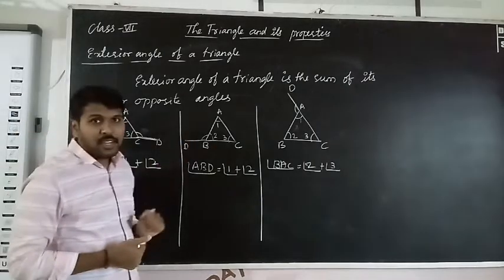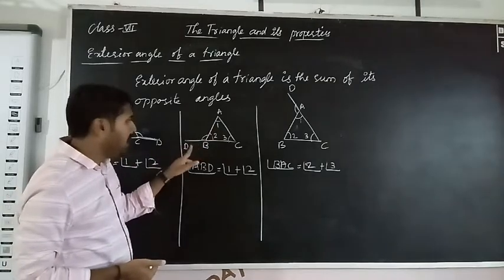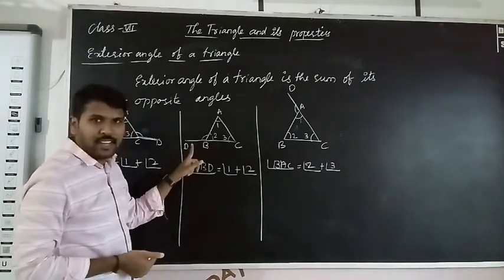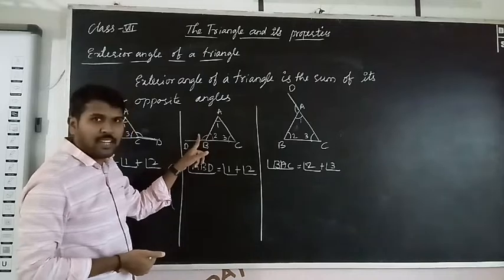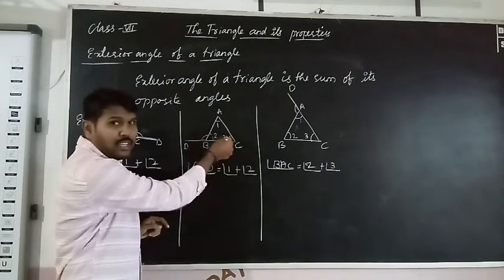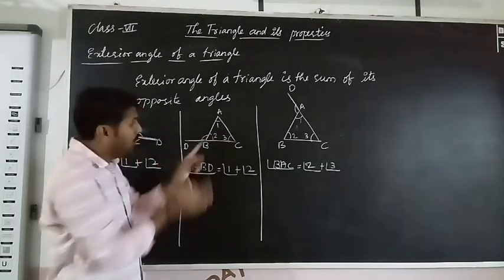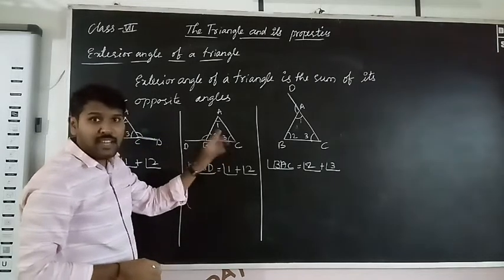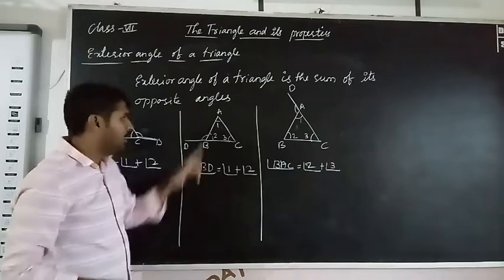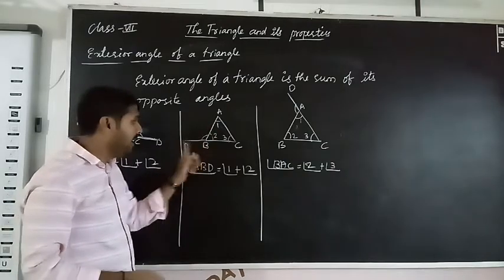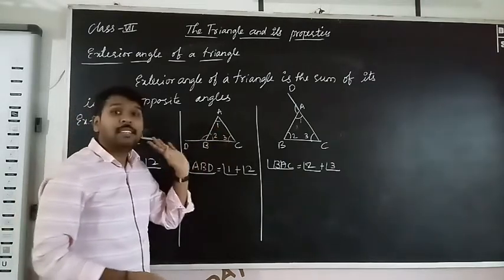Next, in this triangle ABD, ABD is the exterior angle. So here this is the exterior angle. These two are interior opposite angles. Angle 2 is the adjacent angle to the exterior angle. What about 1 and 3? 1 and 3 are interior opposite angles. So ABD equals 1 plus 3.